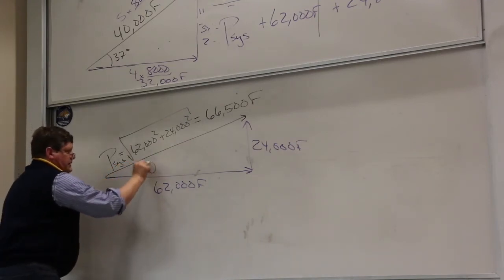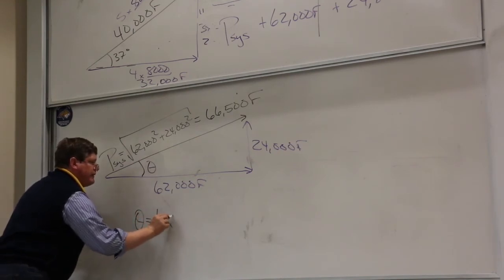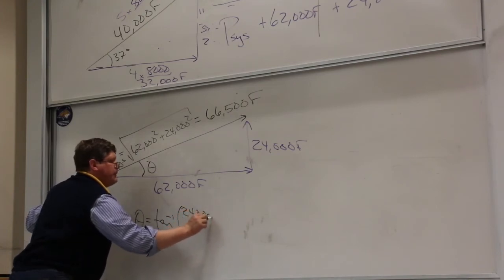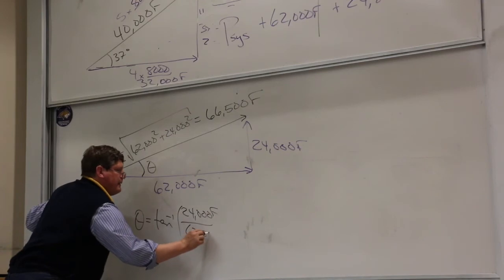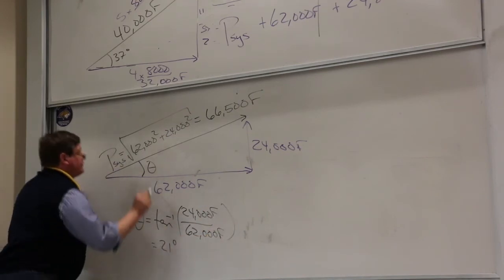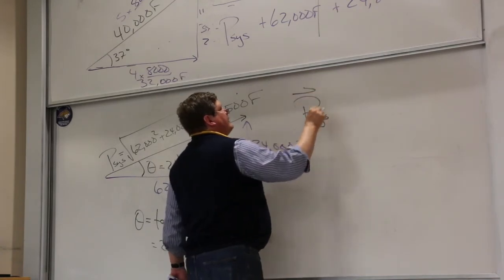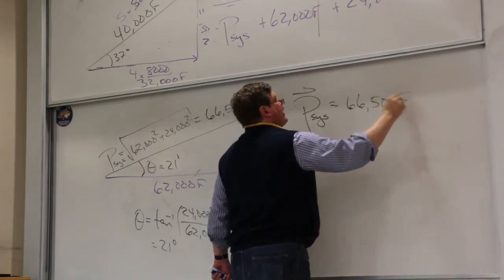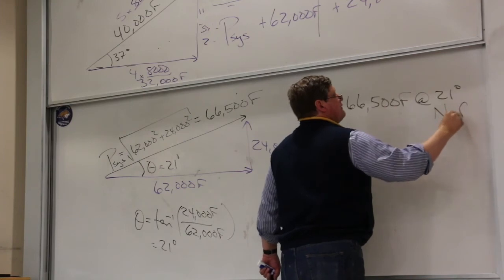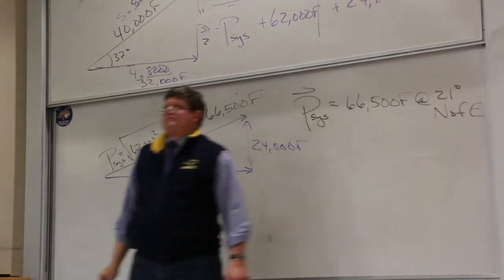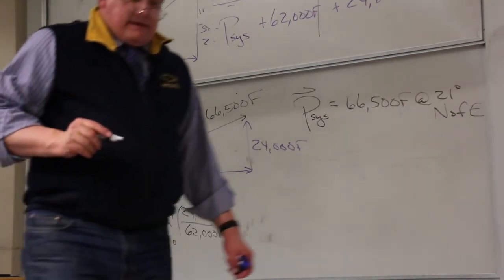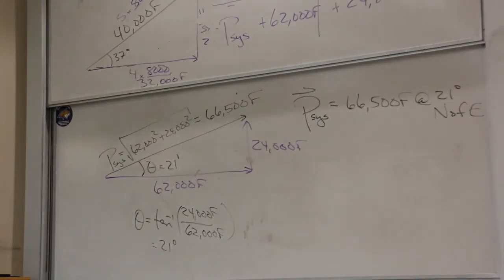Now this angle here, that angle is going to be the inverse tangent of the opposite side, 24,000, over the adjacent side. And that's going to give me 21 degrees. So, that means the momentum of the system is equal to 66,500 francs at 21 degrees north of east. Now, did I just calculate the momentum of the system before the collision or the momentum of the system after the collision? Both. That's the point. That's the thing that's so critical, is that that stays the same.